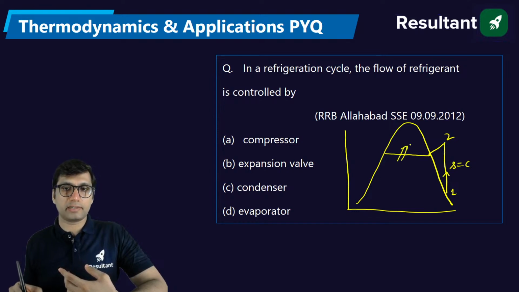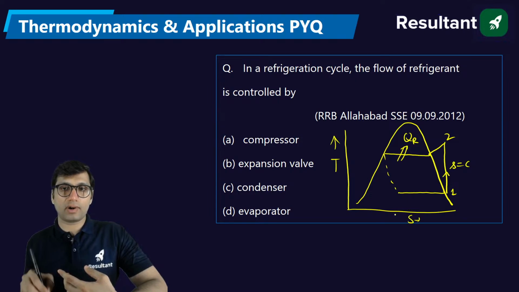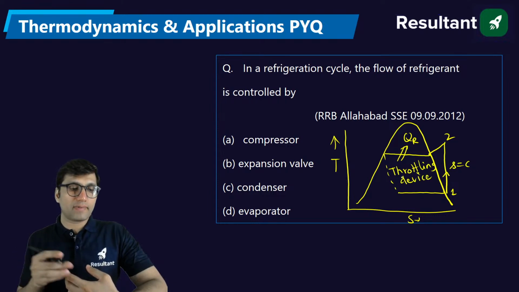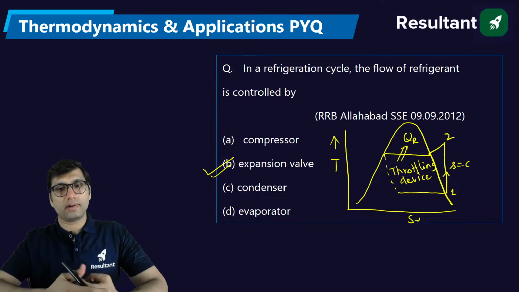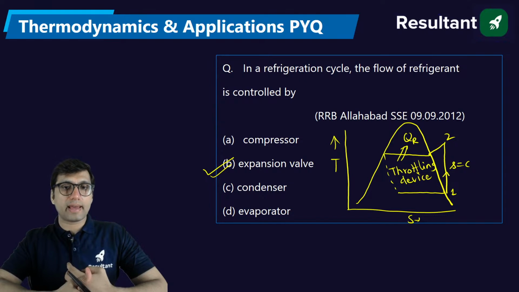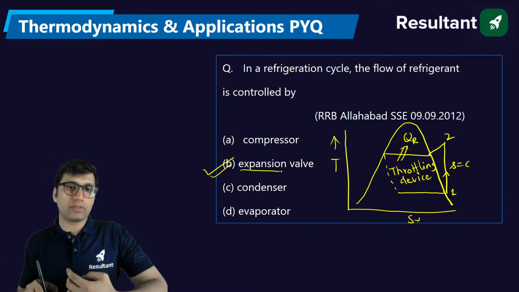It will reject the heat at constant pressure. And then what will happen? Then the throttling process will take place. If you see this on a temperature entropy diagram, then what happens? Throttling process takes place. Now, the throttling device that we use in the refrigeration cycle is called a capillary tube. And this device is also doing what? It is also controlling the flow of refrigerant. A throttling device is nothing but an expansion valve. It is an expansion device. So the expansion valve will control the flow of the refrigerant.